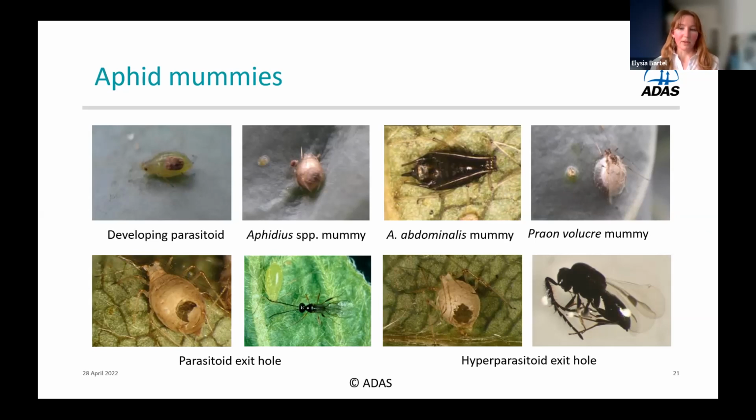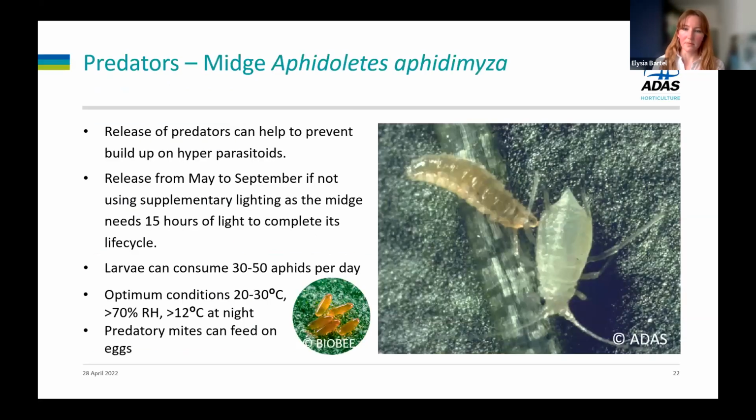And once the parasitoids have left the aphid mummy, we get more useful information from the shape of the exit hole. A parasitoid will leave a round exit hole, whereas a hyperparasitoid, which lays its eggs inside the developing parasitoid inside an aphid mummy, will leave a jagged hole. And if you rely too heavily on parasitoids, you can end up with a large population of hyperparasitoids, which go around killing your purchased biocontrols.